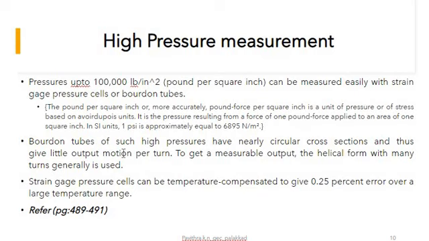Next one, strain gauge pressure cells. This can be temperature compensated to give a 0.25% error over a large temperature range. So these conditions should be followed if you are using strain gauge pressure cells.